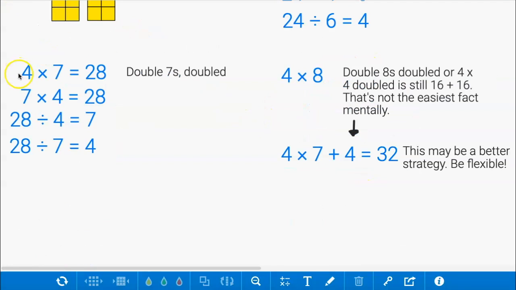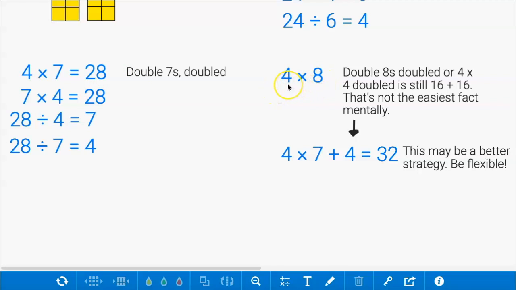Let's take a look at 4 times 7. 4 times 7, let's see, double 7's is 14, and so double our 7's would be 14 plus 14 is 28. Not too bad.